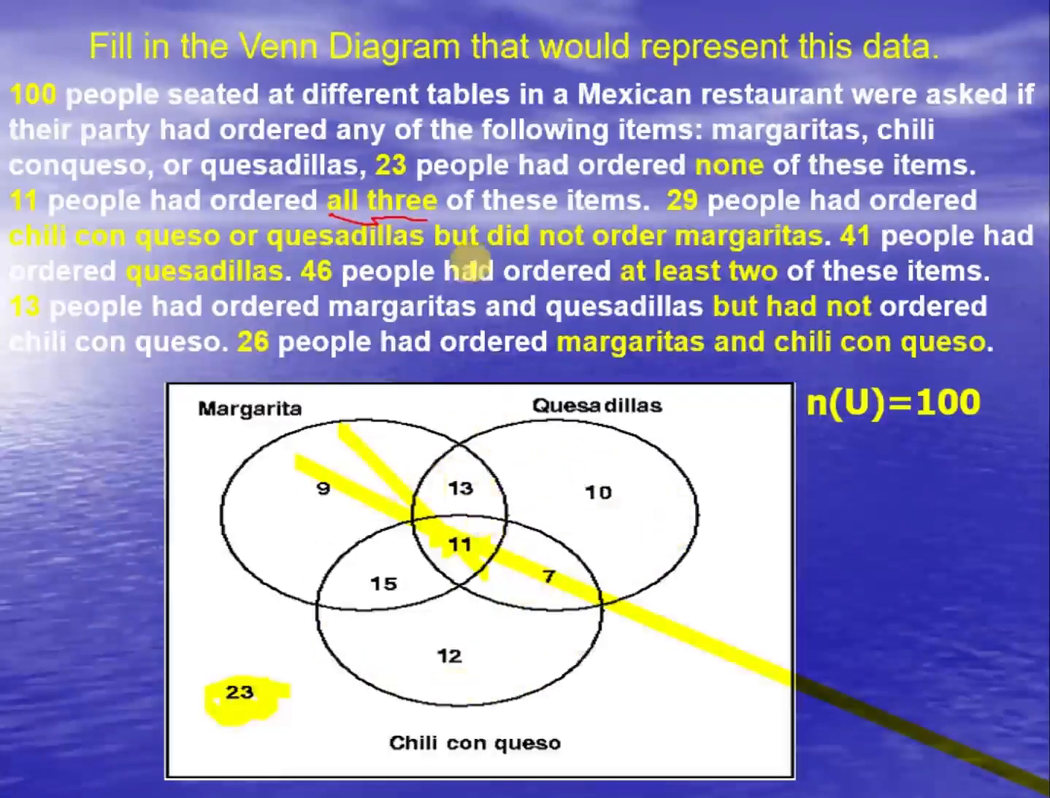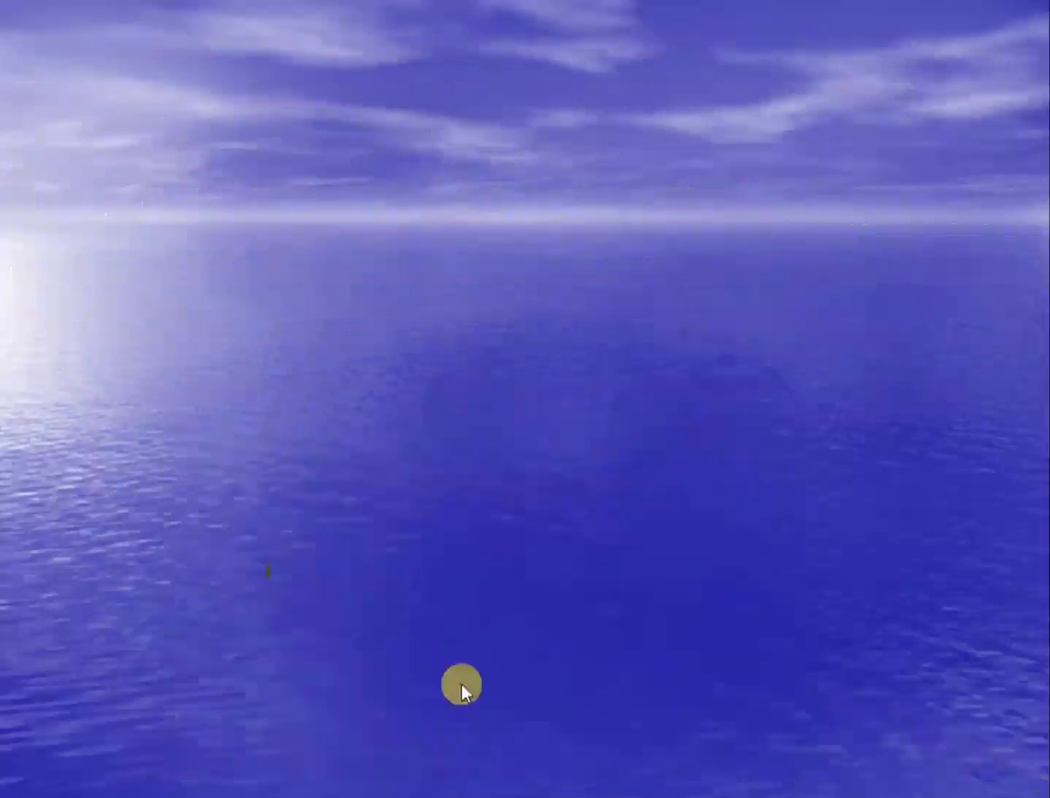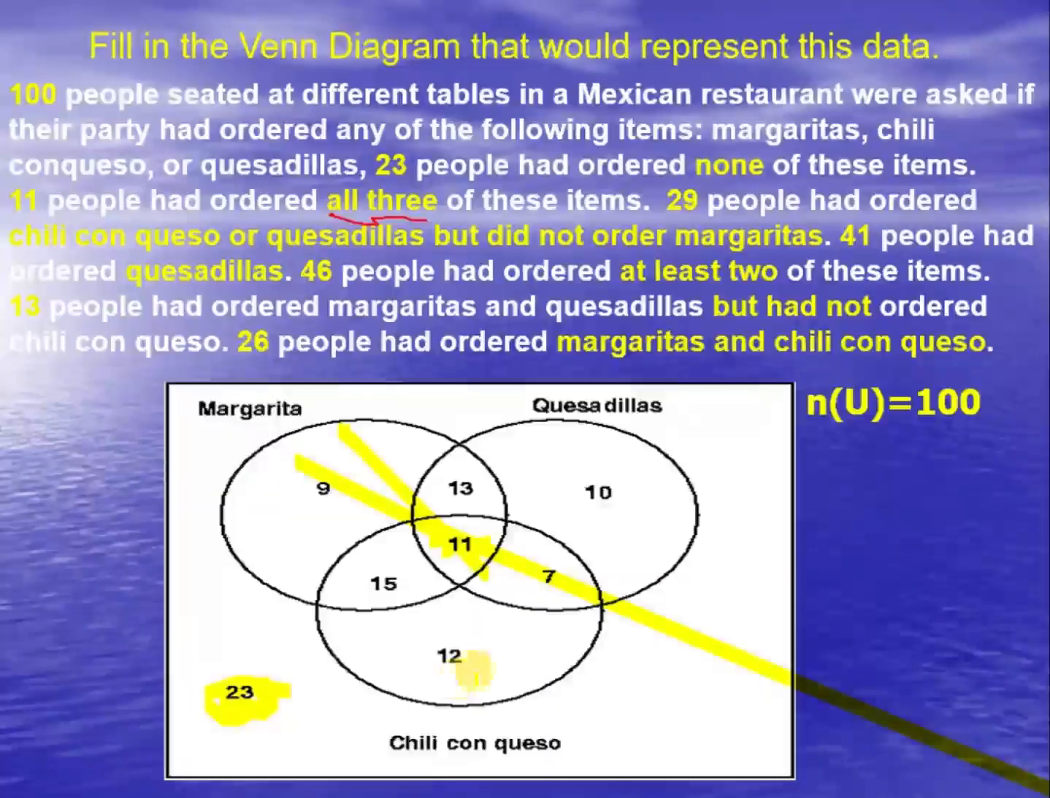It says but did not order margaritas. So it means the whole of this other circle is not part of the story. So the whole of this one is not part of the story. So it's only 10, 7, and what? 12. So I add it, and you must give what? 29. So that is 12 plus 7 is 19 plus 10, that's 29.